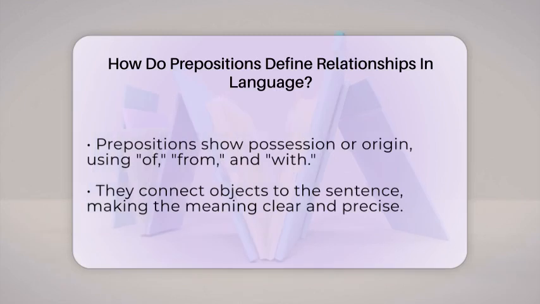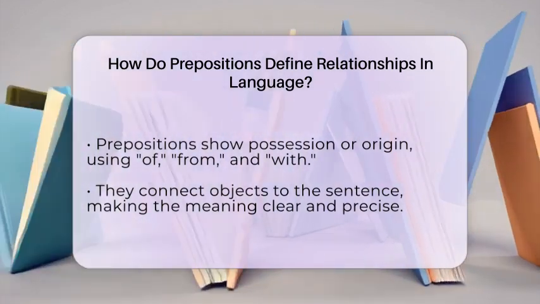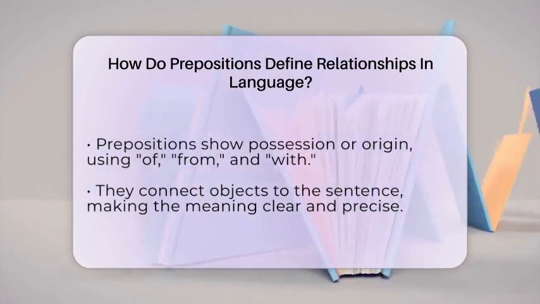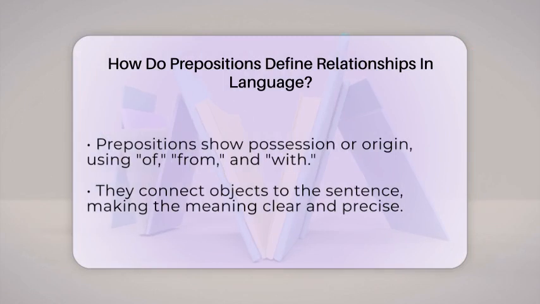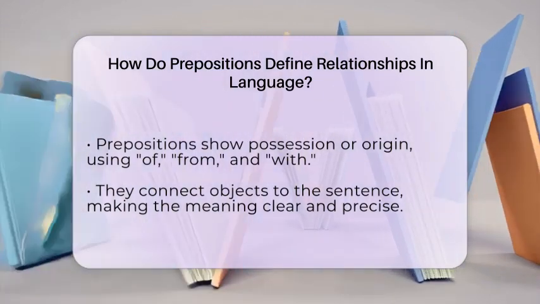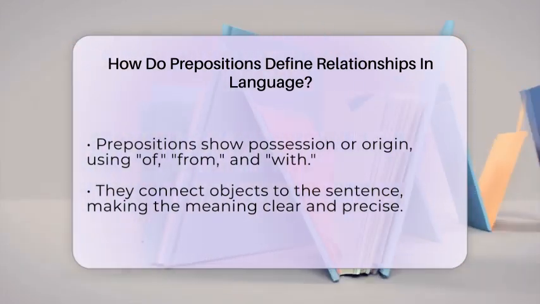Some prepositions explain reasons or methods. Words like for, by, with, and like give us more details. For instance, "he thanked her for the help" uses "for" to show the reason, or "she painted with a brush" uses "with" to describe the tool used.